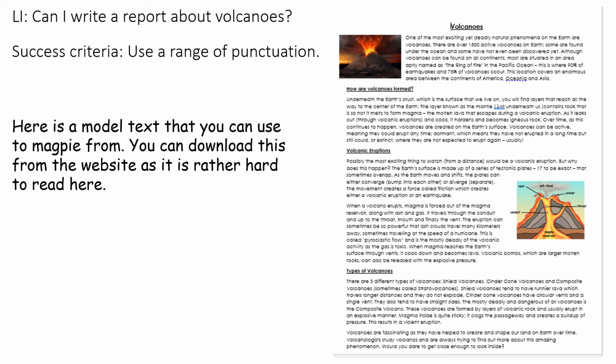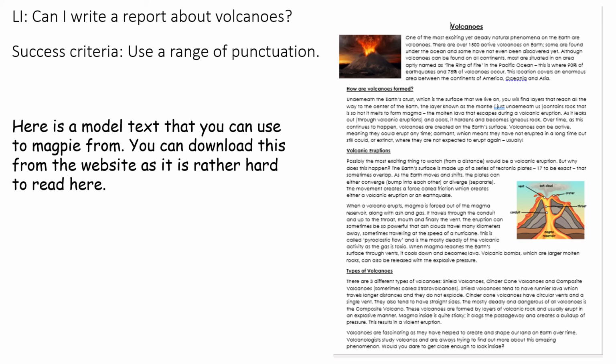But here we go. This is the model text of something that I'm expecting to see from you. Volcanoes. One of the most exciting yet deadly natural phenomena on Earth are volcanoes. There are over 1,500 active volcanoes on Earth; some are found under the ocean and some have not even been discovered yet. Although volcanoes can be found on all continents, most are situated in an area aptly named as the Ring of Fire in the Pacific Ocean.